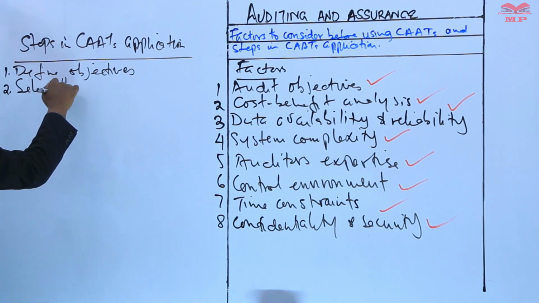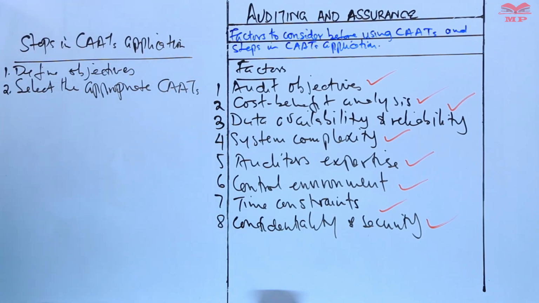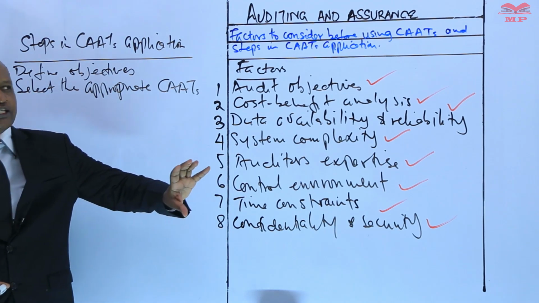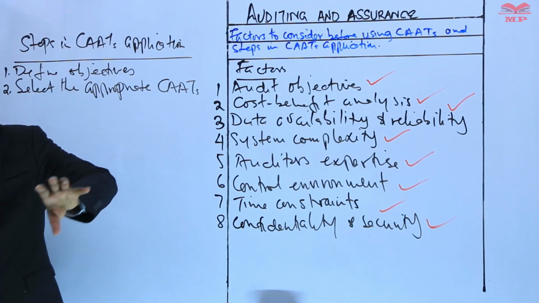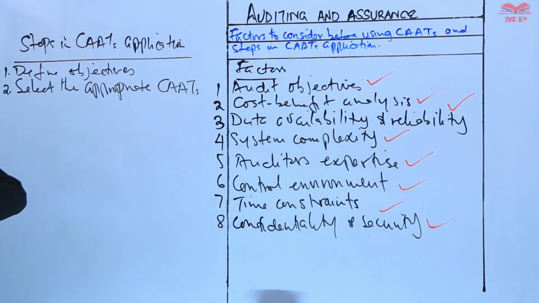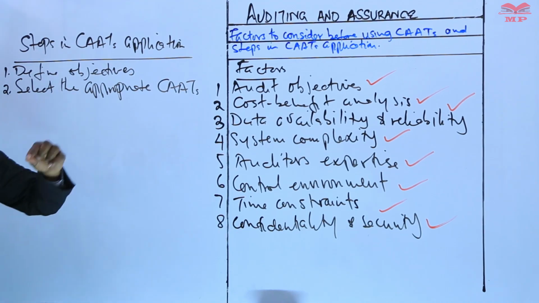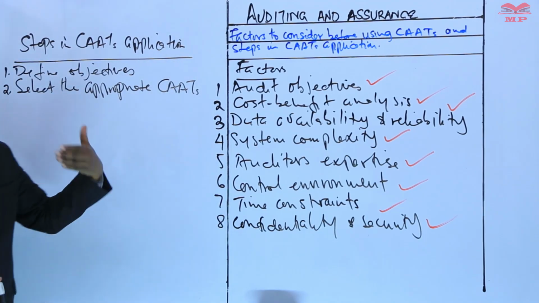Select the appropriate CAATS. That means the auditor has to choose the appropriate computer-assisted auditing techniques based on the audit objectives and the characteristics of the system that is being audited. And that should involve using generalized audit software, which will be useful for data extraction and data analysis, or specialized audit software for specific tasks that the auditor is required to carry out.